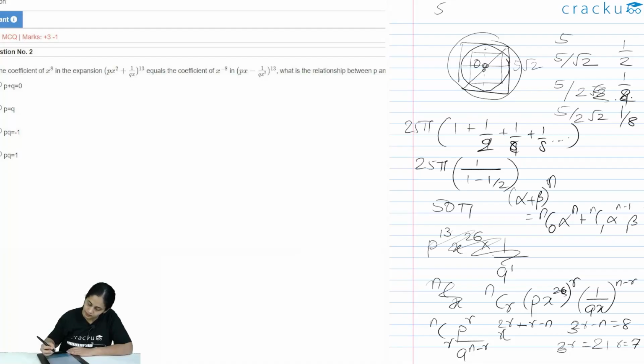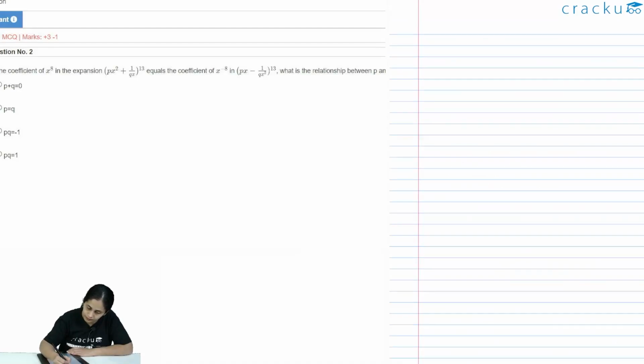So in this case, basically you have 13C7 p raised to 7 divided by q raised to 13 minus 7. This is a very difficult question. So that is q raised to 6. That will be equal to 21 minus 13, that is 8. Okay, so this is the coefficient for this.